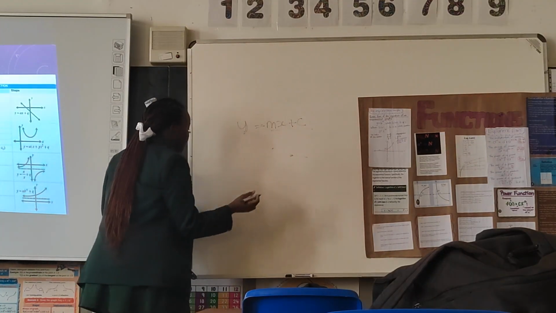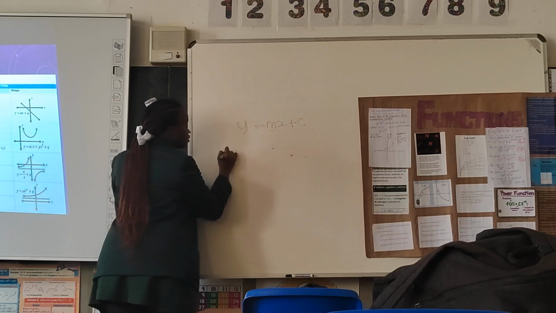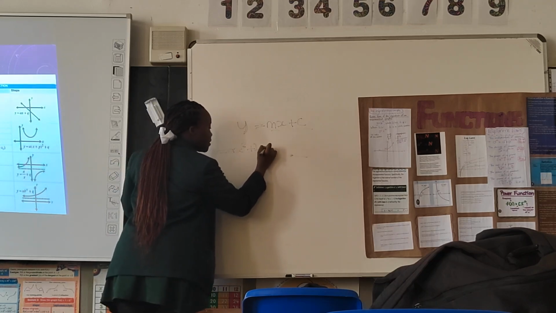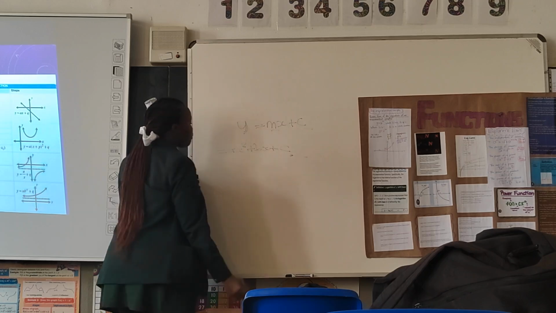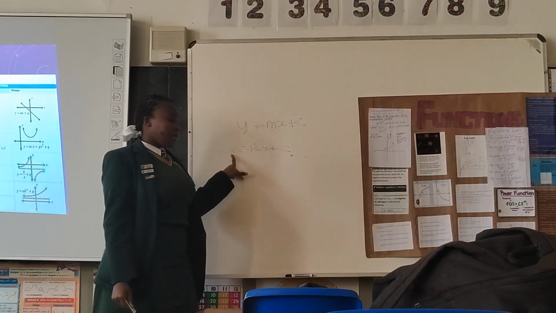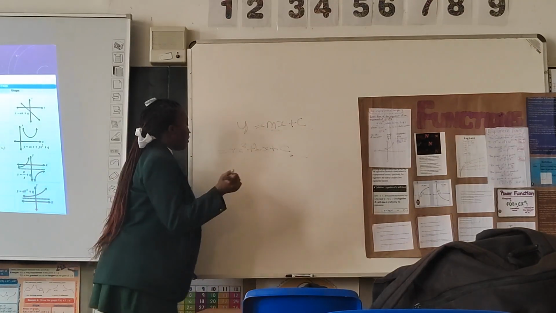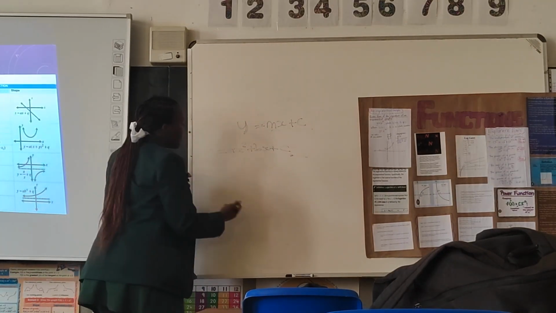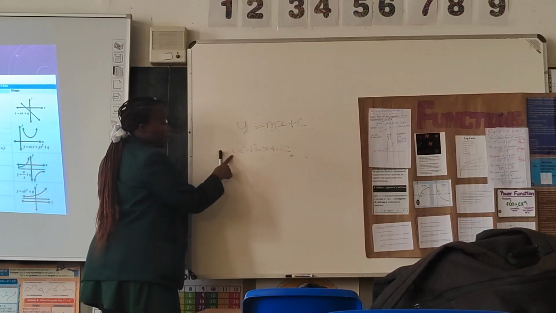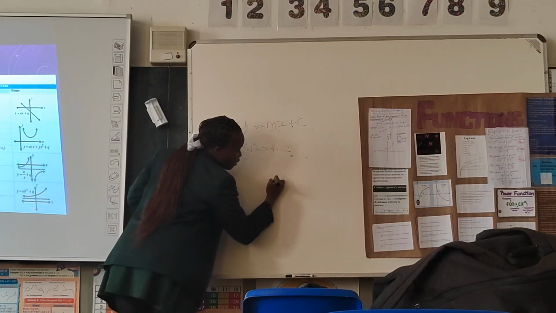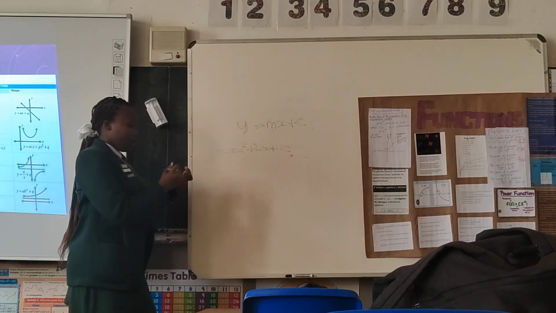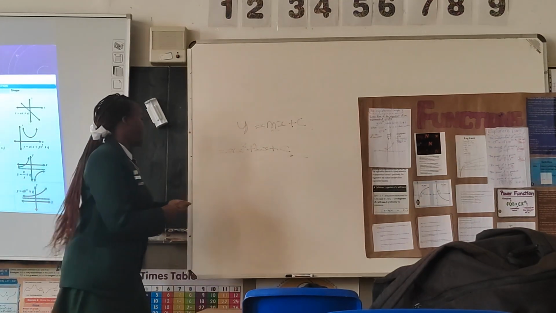The equation for the quadratic function is y = ax squared + bx + c. When a is greater than 0, the parabola will be concave up. And when a is less than 0, the parabola will be concave down. So a indicates the shape of the parabola.